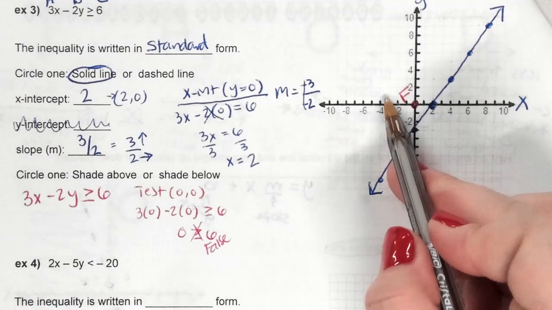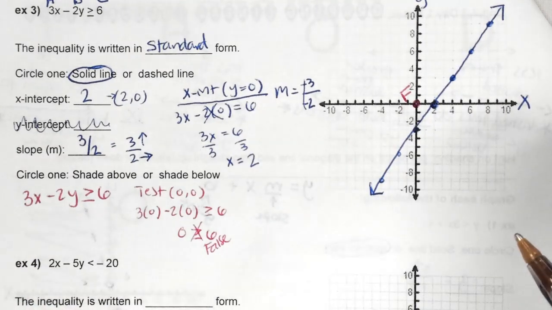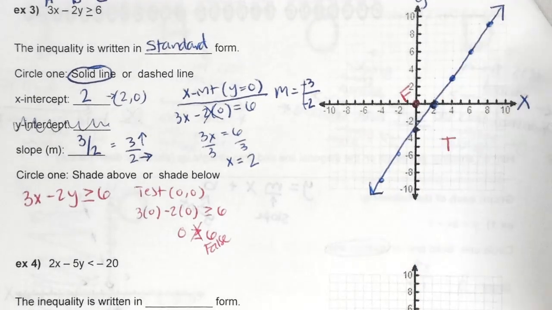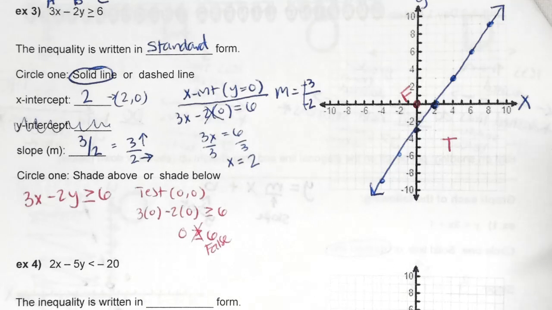So if this side's false, what does this side have to be? Yeah, if one side's false, the other side has to be true, correct? So I am going to test a point. Now, normally you do not have to test more than 1 point. If it's false, the other side's true, end of story, as long as your line's correct.